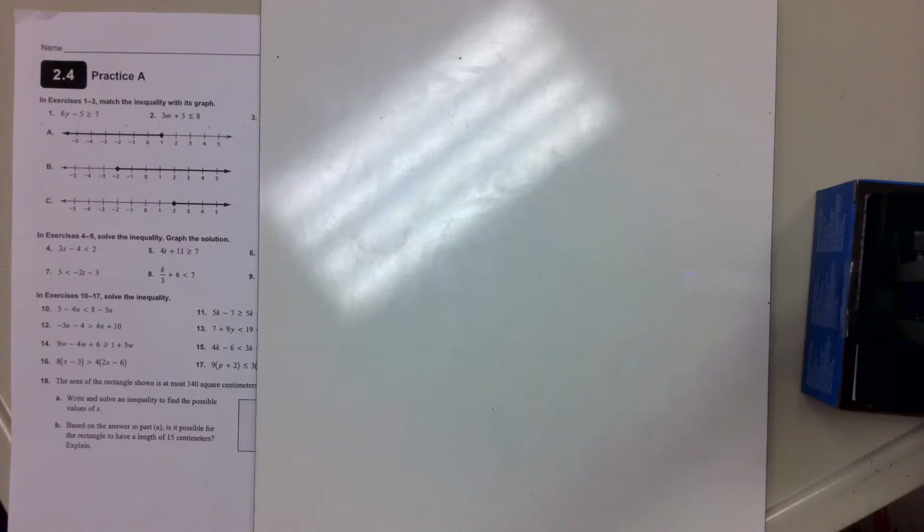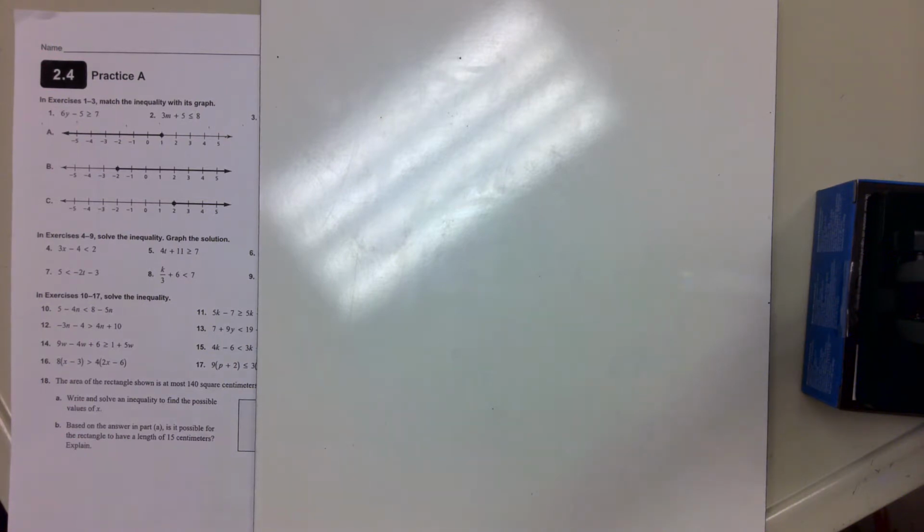Hey guys, we are going to try to do some multi-step inequalities today. This is section 2.4. The main things you need to remember with this section is obviously the inequality symbols. Make sure you're using those and not just the equal sign. And then you also have to remember that if you multiply or divide by a negative number, you need to flip the symbol at that time.